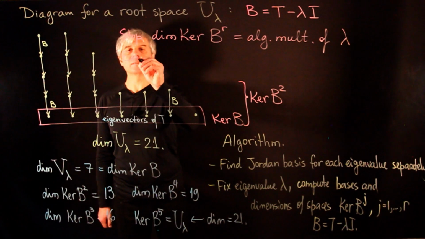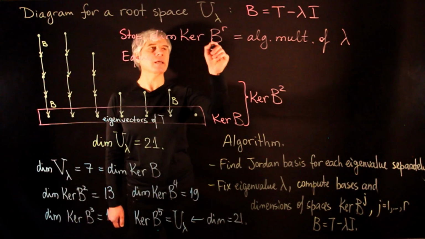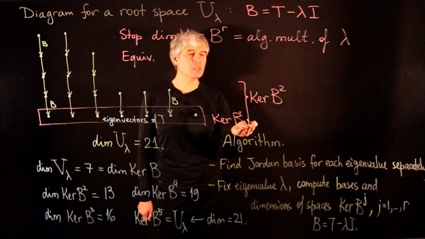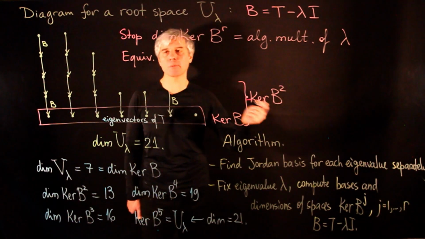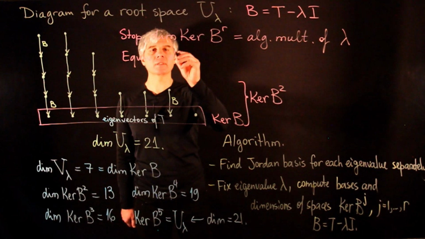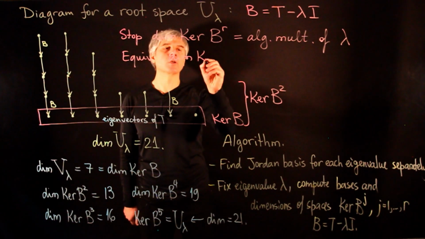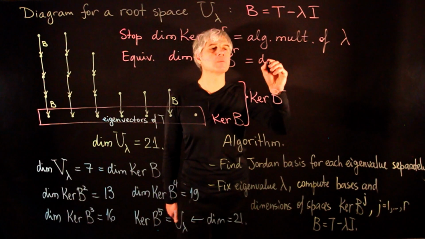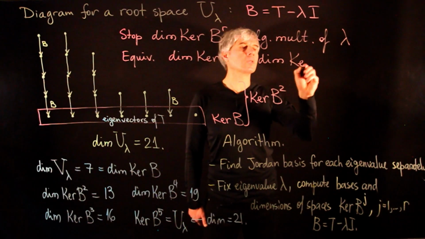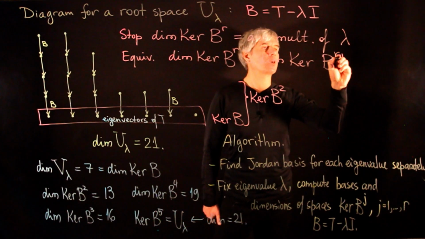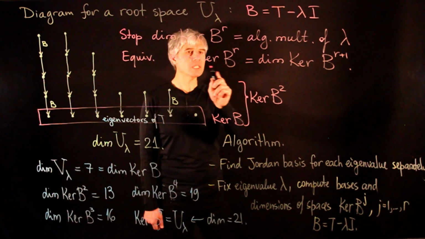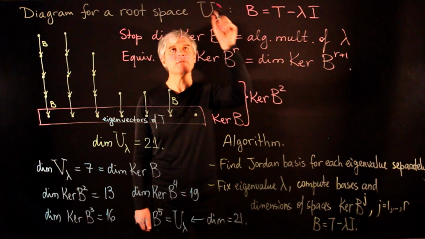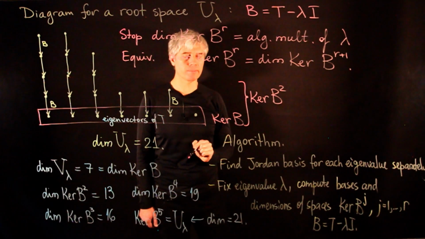Equivalently, this will tell us that at this step we will have a stabilization of our chain of kernel subspaces. So we will have that the dimension of the kernel of b to the power r will be equal to the dimension of the kernel of b to the r plus 1. Once we get this stabilization, we know that we have covered the complete root space.